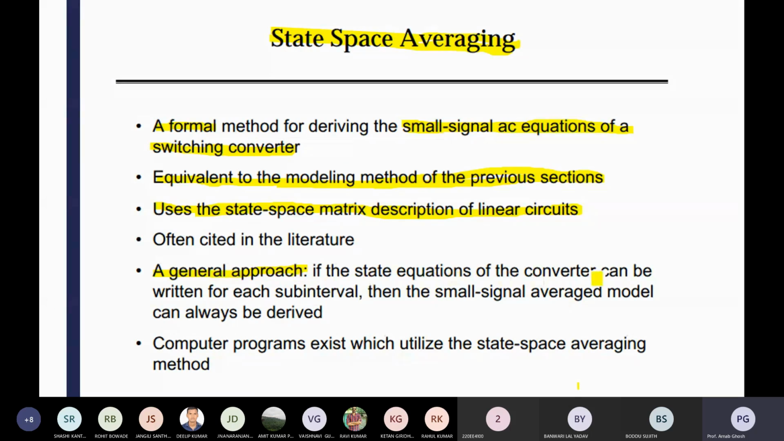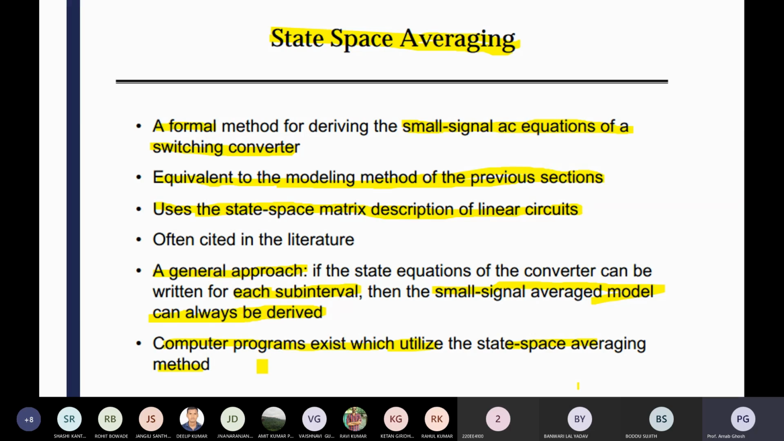If the state equation of the converter can be written for each sub interval, then the small signal average model can always be derived. You can go for the derivations after getting the actual equations. Computer programs exist which utilize the state space averaging method, so all of that you can compute.